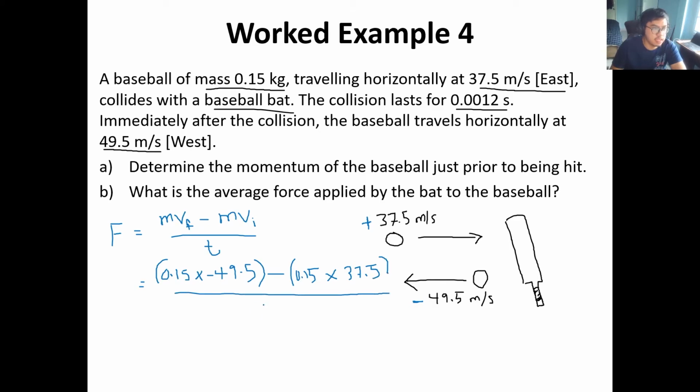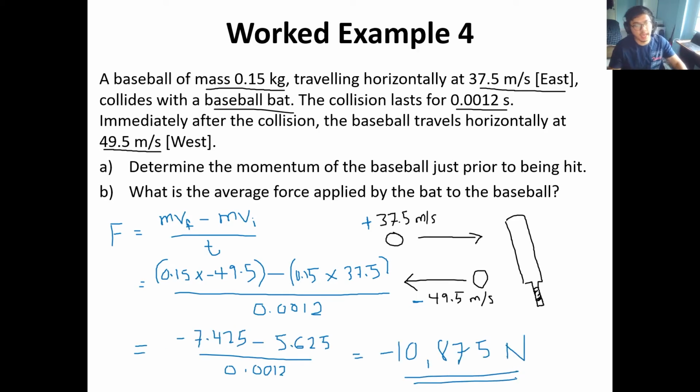And the time is 0.0012. And when you calculate that, you will get minus 10,875 newtons. You might be wondering why does the force have a minus sign? That is because the bat is hitting in the west direction. Okay, it's hitting to the opposite direction. That's why it has a negative value, and that is the correct value.